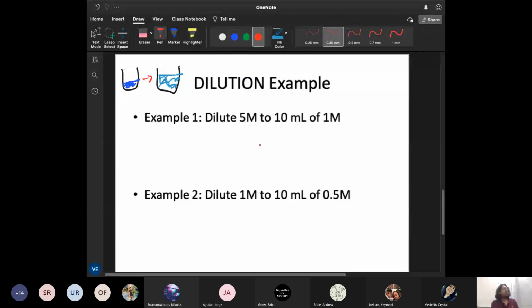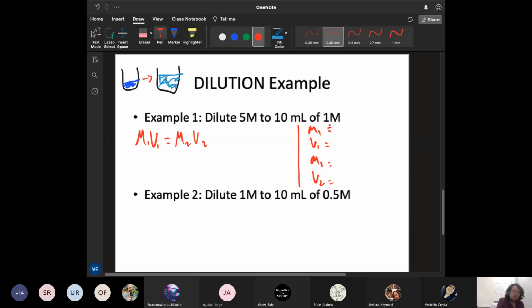So in problem one, it's saying to dilute 5 molarity to 10 milliliters at a concentration of 1 molarity. What we're trying to solve for here is what was the original volume at the original concentration before we diluted it to 10 milliliters at 1 molarity. So your formula is quite simple. It is M1 V1 equals M2 V2. You have 4 variables: M1, V1, M2, V2.